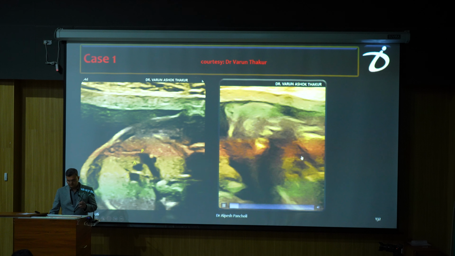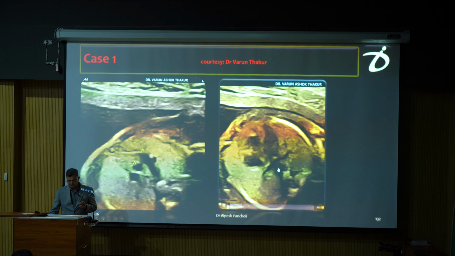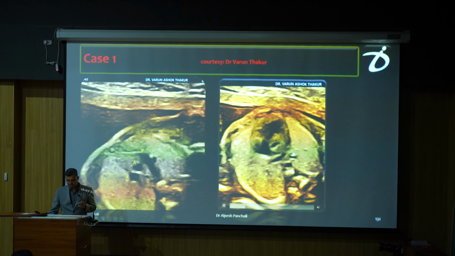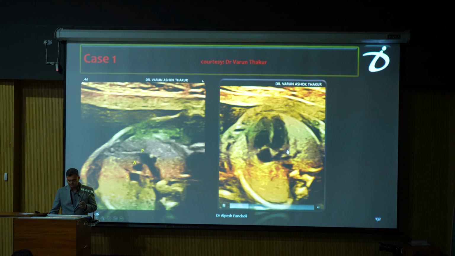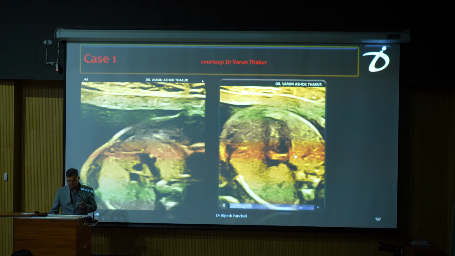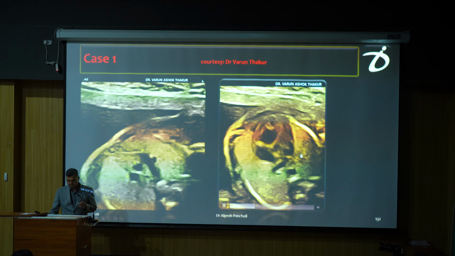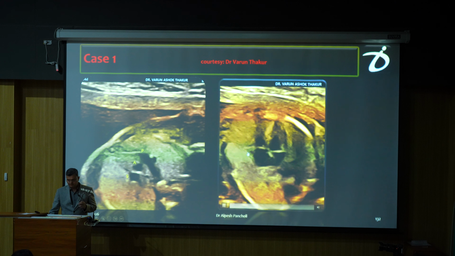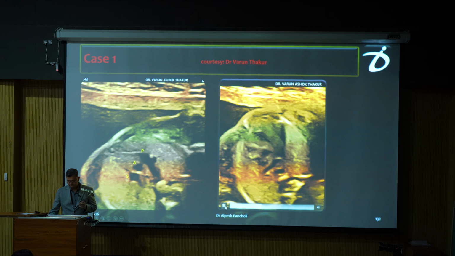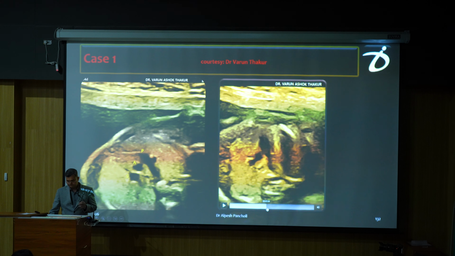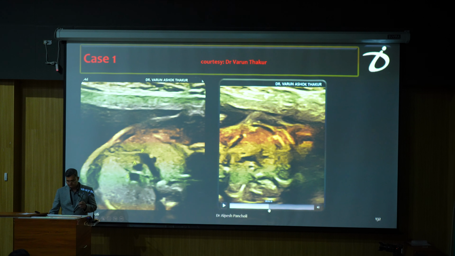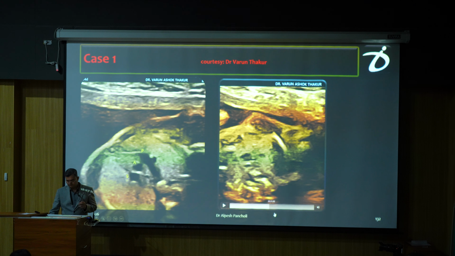Here there is a confluent vein and it's going here and joining the left brachiocephalic vein. So there is a dilated left brachiocephalic vein.